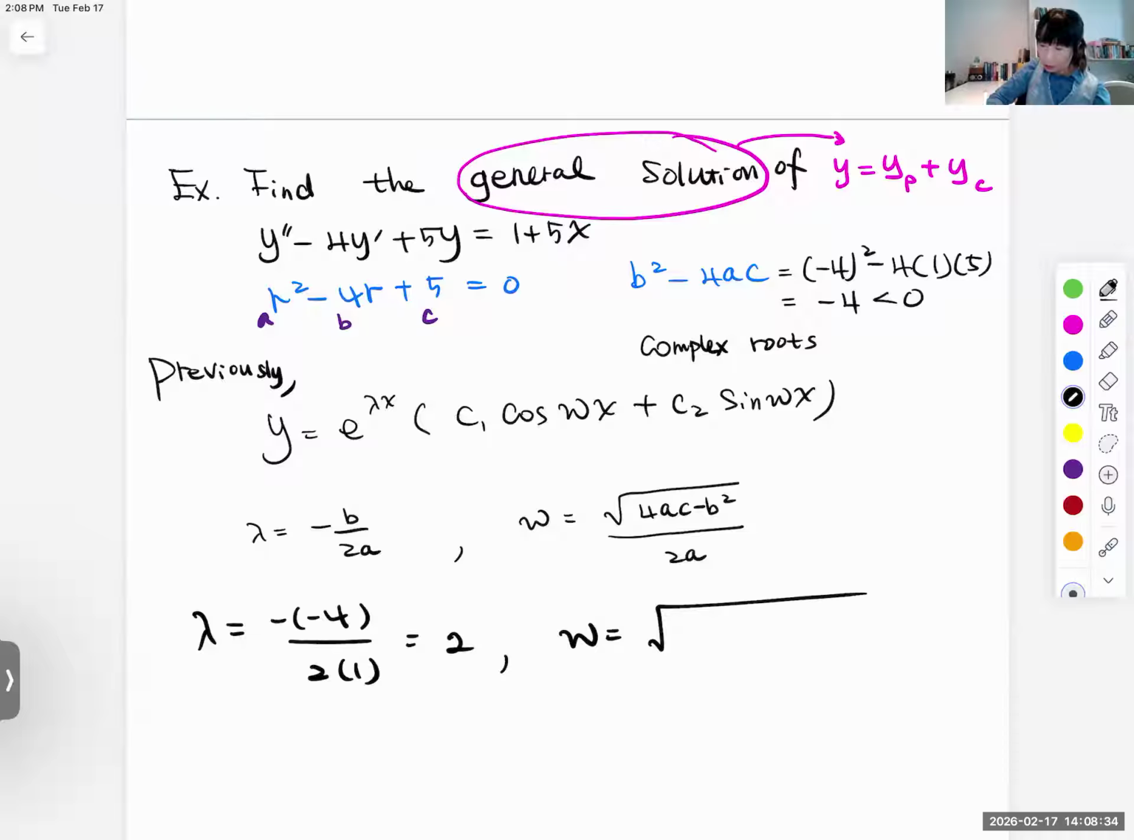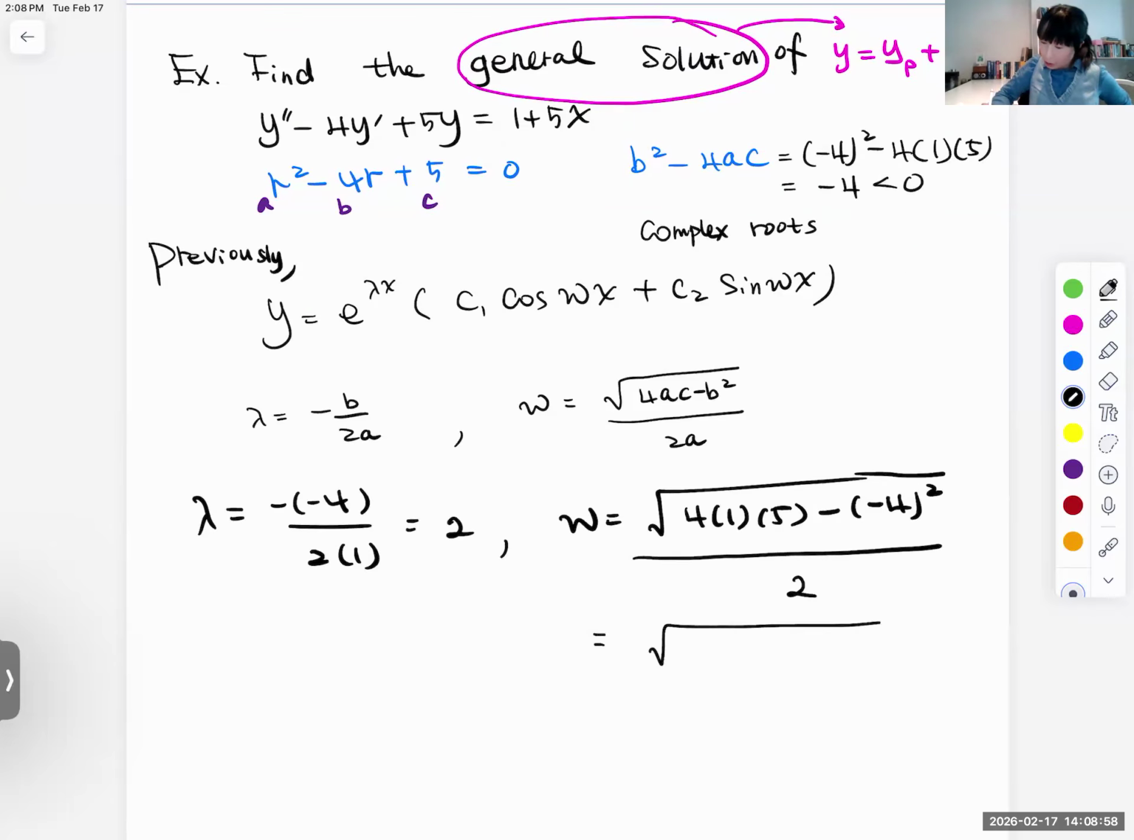Omega equal to 4 times a times c minus b squared, so negative 4 squared, over 2a, right? So it's 2. Now, can you please calculate? So that will be square root of 20 minus 16, over 2, which is 4 over 2, which is 1, right? Okay, now we knew lambda is equal to 2, omega is equal to 1.